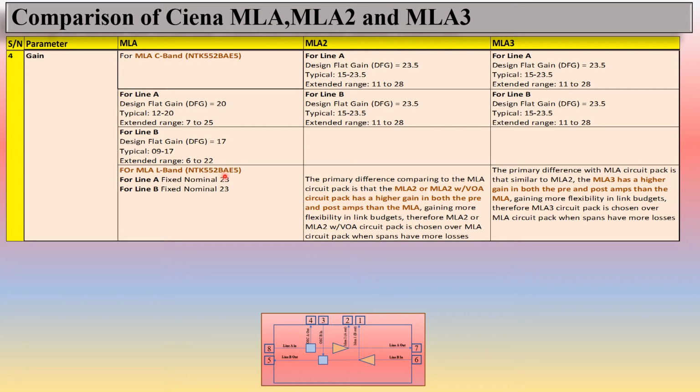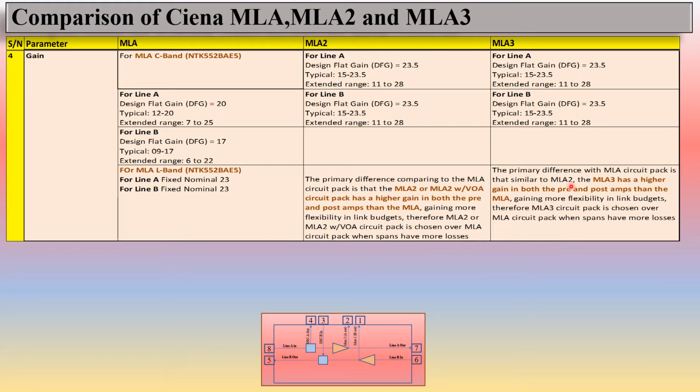For MLA L band, for line A fixed nominal 23, for line B fixed nominal 23. The primary difference compared to the MLA circuit pack is that MLA2 or MLA2 with variable optical attenuator circuit pack has a higher gain in both the pre and post amplifier than the MLA, giving more flexibility in link budget. Therefore, MLA2 or MLA2 with variable optical attenuator circuit pack is chosen over MLA circuit pack where the spans have more losses.